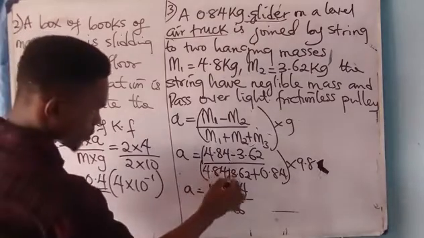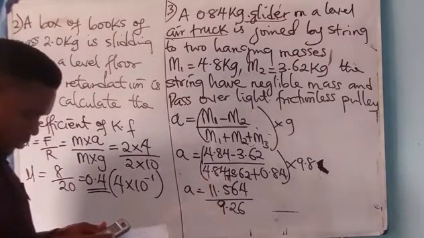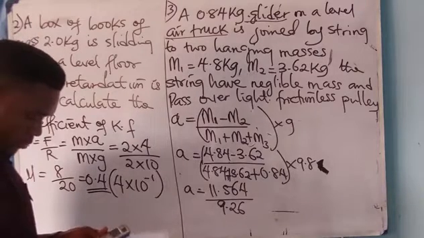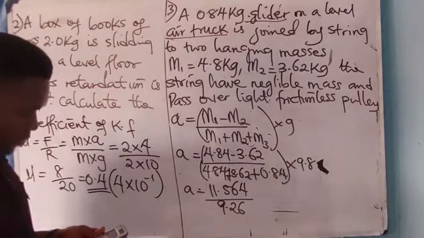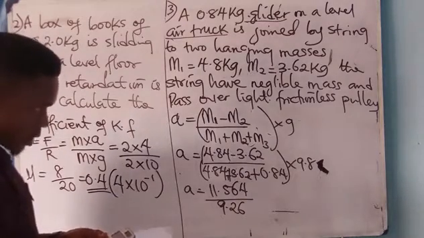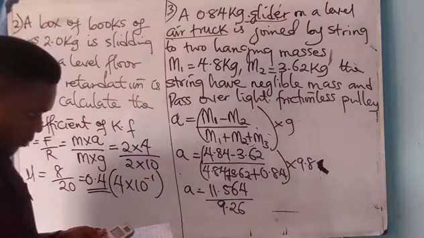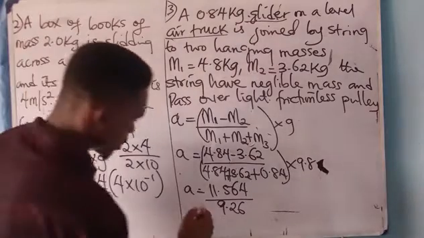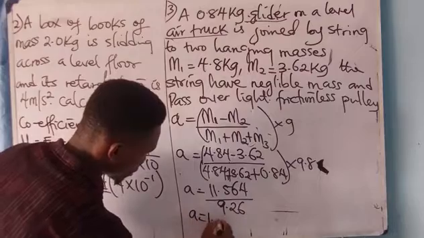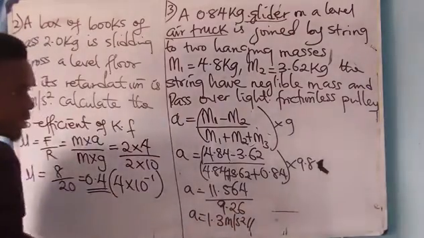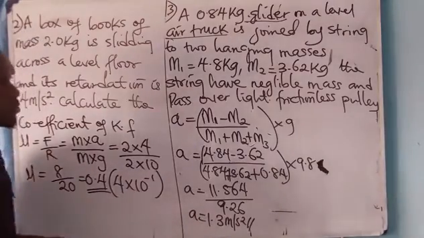plus 3.62 plus 0.84, 9.3. So 11.564 divided by 9.3. Yeah. So I have acceleration to be 1.3 meter per second squared. All right. So that is the acceleration.